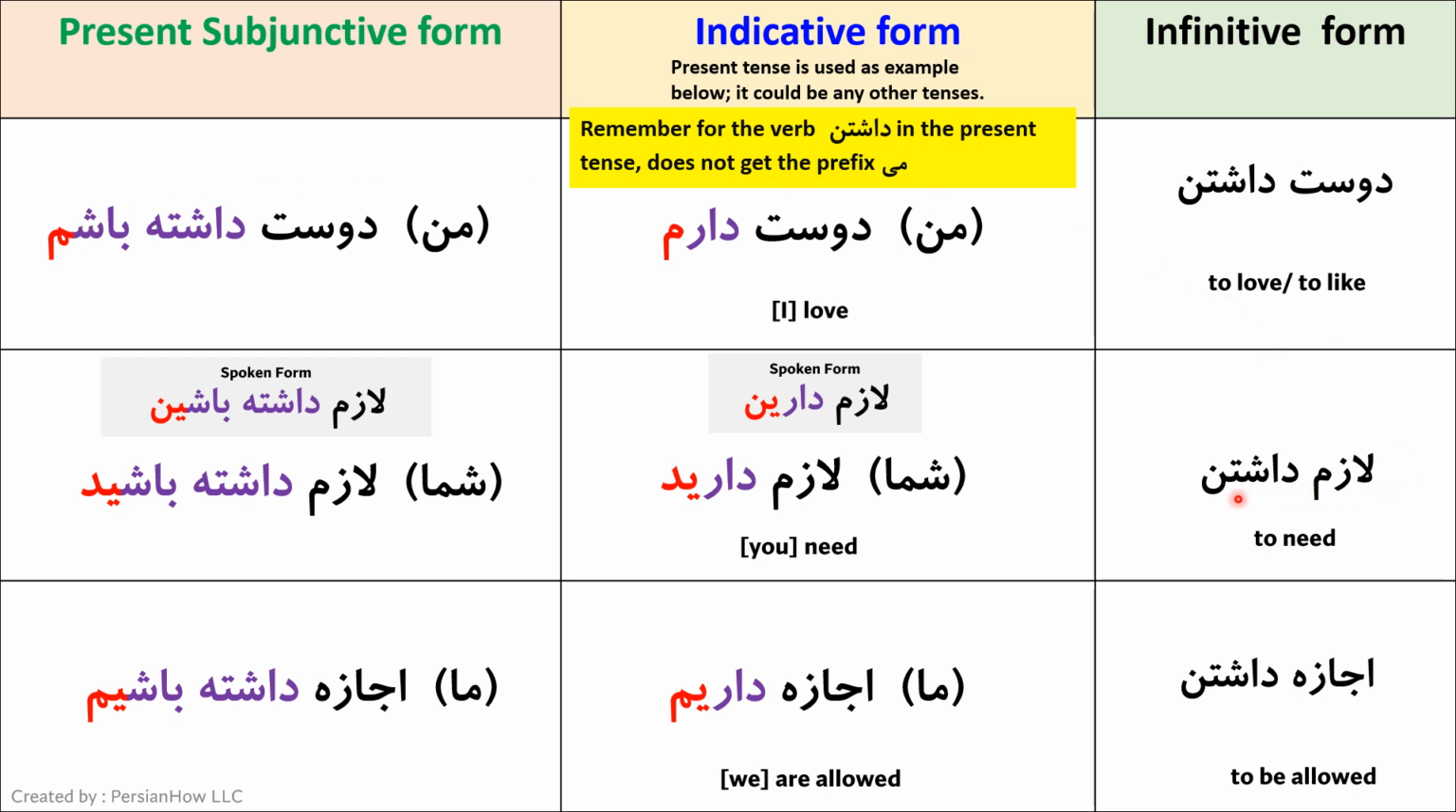Next verb, لازم داشتن. Again, we have داشتن as the verbal part. The indicative in the present tense, لازم دارید. Or the spoken form, لازم دارین. The subjunctive, لازم داشته باشید. The spoken form, لازم داشته باشین. Another verb here, اجازه داشتن. So we have داشتن again one more time. The indicative in the present tense, اجازه داریم. The subjunctive, اجازه داشته باشیم.